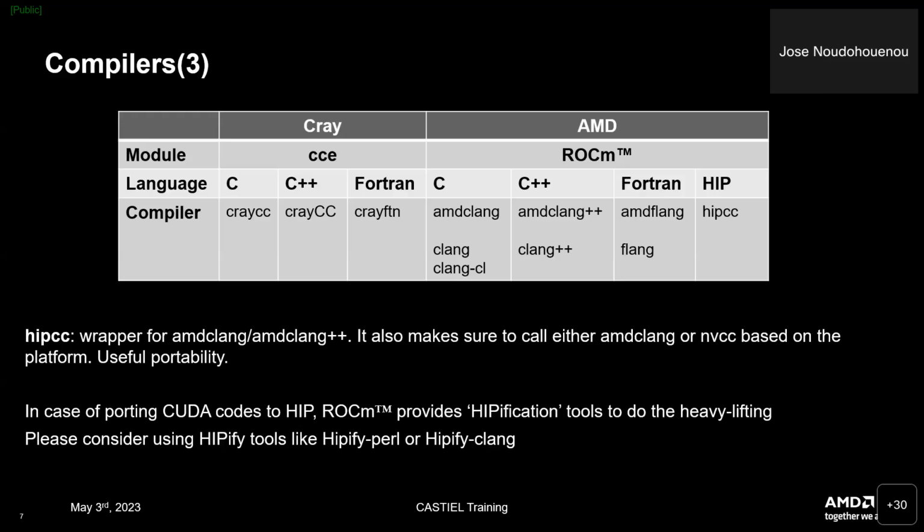Now, if you are using the AMD ROCm software platform, you have amdclang for C code, amdclang++ for C++, and amdflang for Fortran. In addition to that, we have hipcc. hipcc is, in fact, a wrapper for amdclang and amdclang++, and it also makes sure to call either amdclang or NVCC based on the platform. So hipcc is used when you have portability issues. Because we are talking about the ROCm software stack, some of the applications scientists have might be CUDA applications, but we have an additional tool for that one. We just mentioned it, but this talk is focusing on the OpenMP parts.